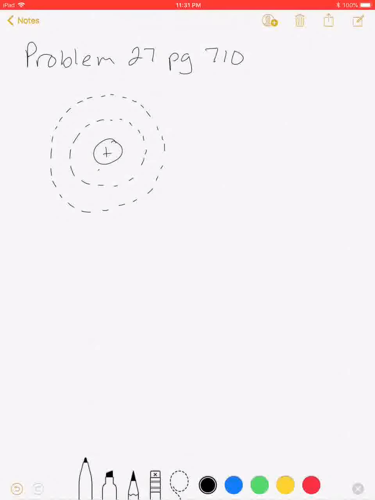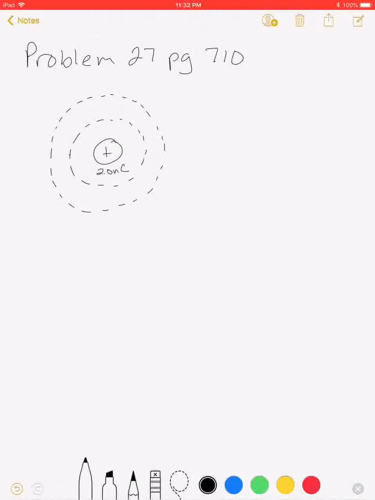Okay, we're going to start with problem 27 on page 710. And in that problem, we have this diagram that shows a charge in the middle of two concentric spheres. The charge in the middle is 2.0 nanocoulombs.